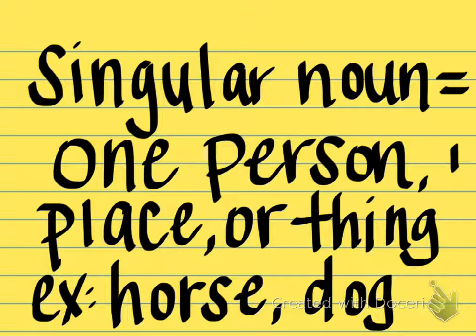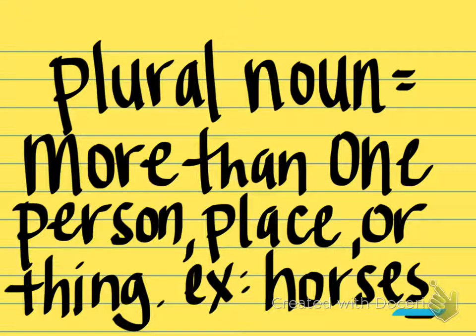A singular noun is one person, place, or thing. Examples include a horse or a dog. A plural noun is more than one person, place, or thing. To make a noun plural, we add s or es to the end of the noun. An example includes horses.